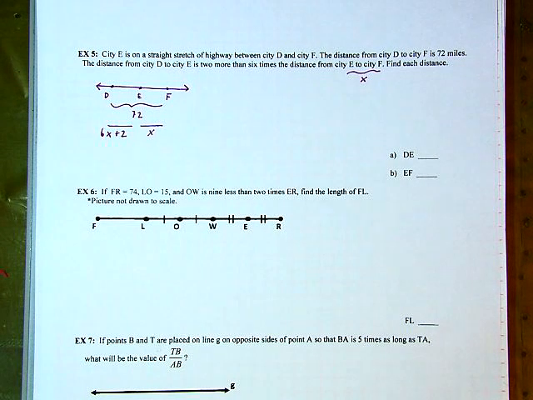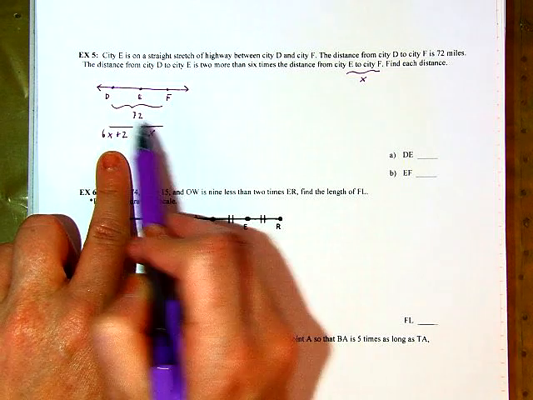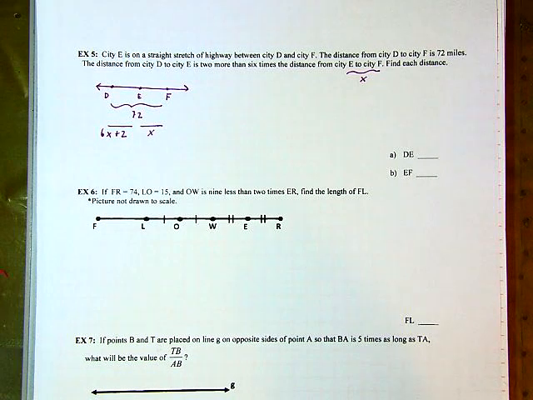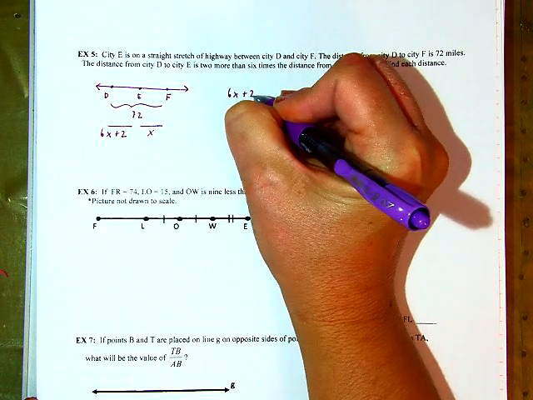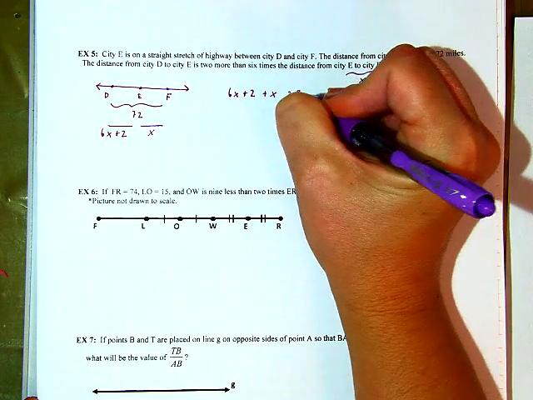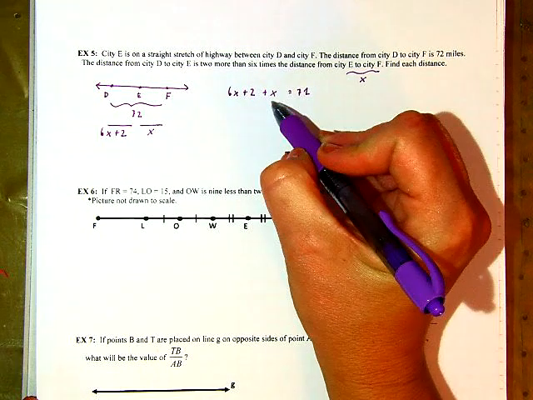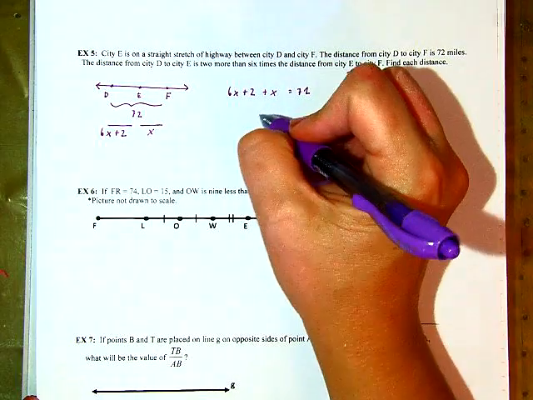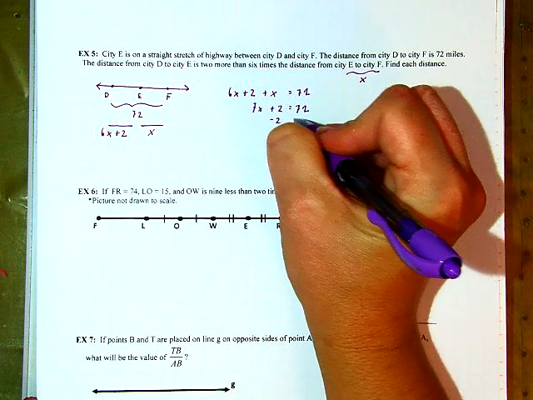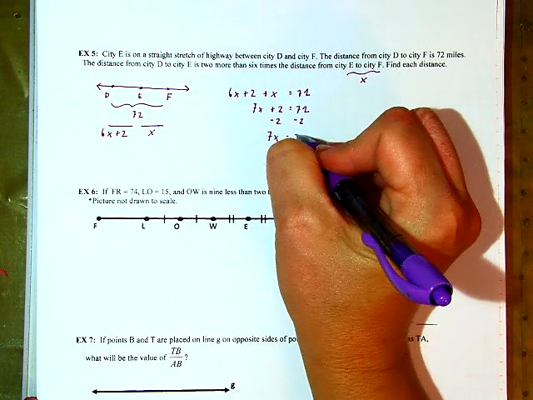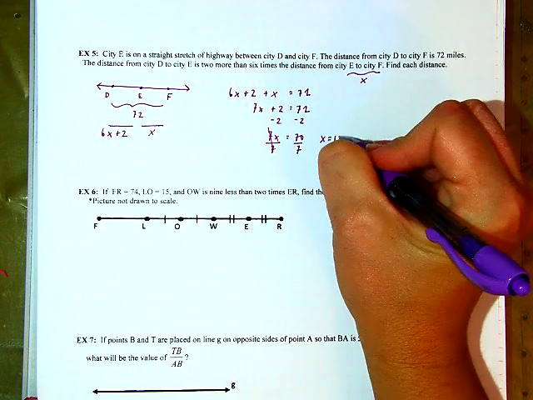Okay, so I can see that these two smaller parts are defined as 6x plus 2. This one is x. This full span is 72. I know that the smaller parts add up to the larger whole. So I know that 6x plus 2 plus x will equal 72. Okay, next, I need to consolidate the like terms. So 6x plus x is 7x, and then plus 2 equals 72. Take away the 2, 7x equals 70. Divide by 7, and x equals 10.